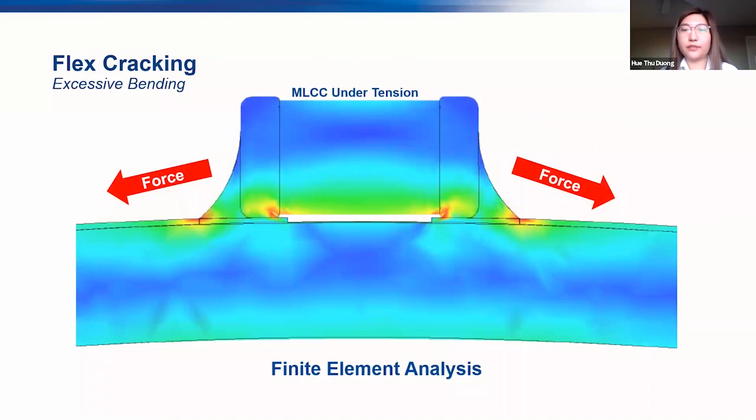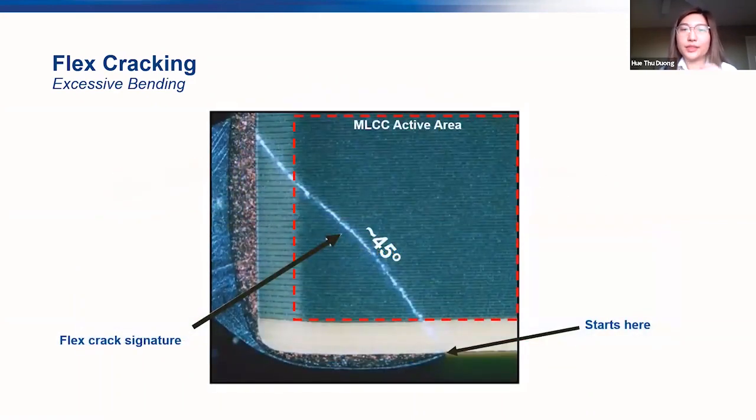In this slide, we can see a finite element analysis simulation of the capacitor under tension due to a convex PCB bend. As you can see, the highest concentration of stress on the capacitor is where the termination crown ends on the ceramic and meets the landing pad. Because of the high concentration of force in this region, this is the most likely area where a flex crack will form. All right, so as mentioned before, flex cracking occurs after the part is mounted to the board, and it's pretty common for larger chips.